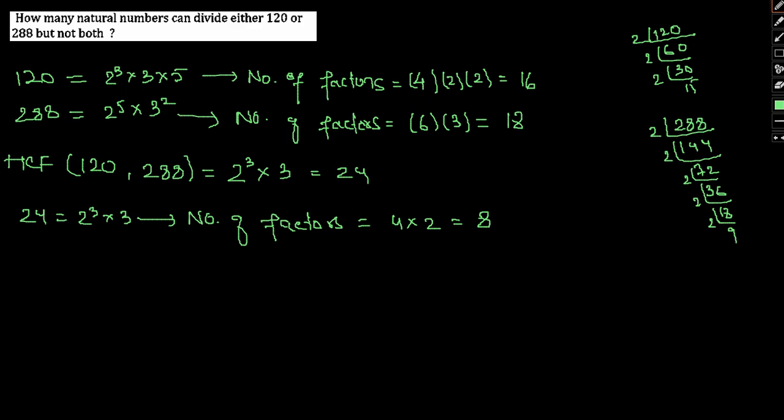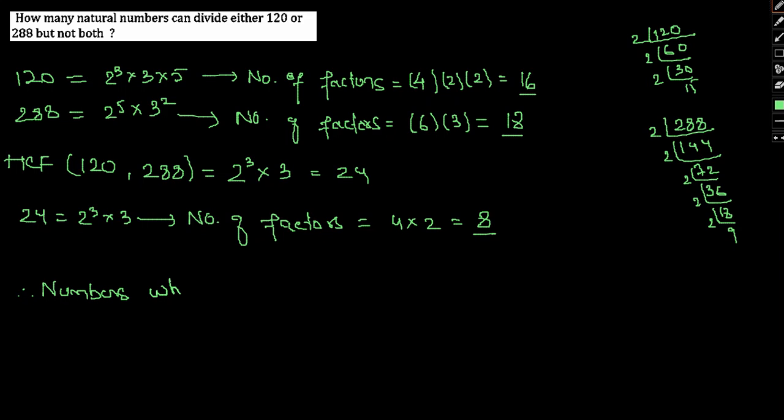Okay, now if I am to find the total number of numbers which can divide either 120 or 288, if I have to find that, all I have to do is simply add all these three numbers. Okay, so these 8 numbers divide both 120 and 288, and this 16 divide only 120, and this 18 divide only 288.